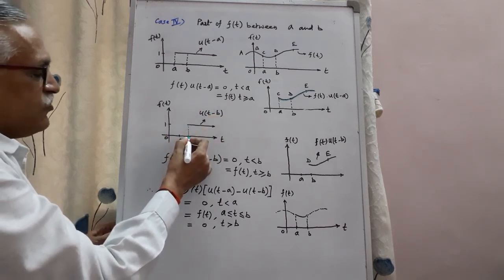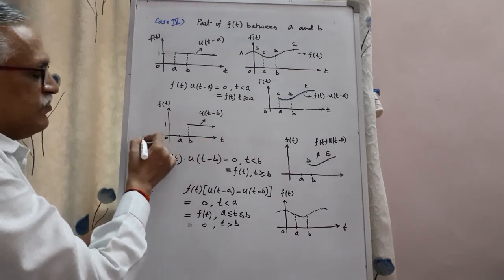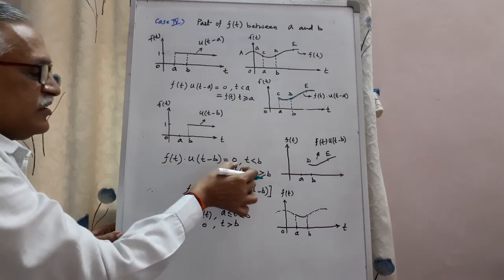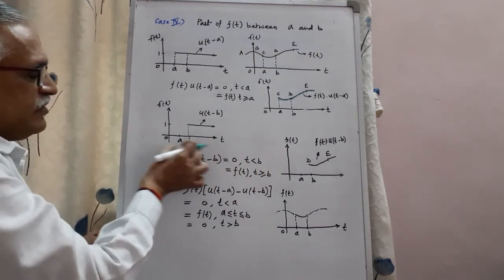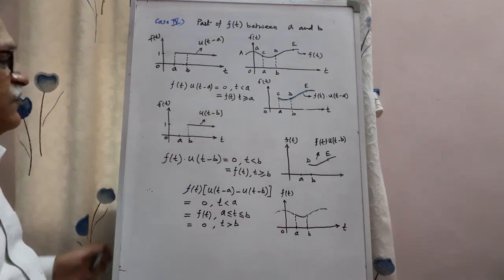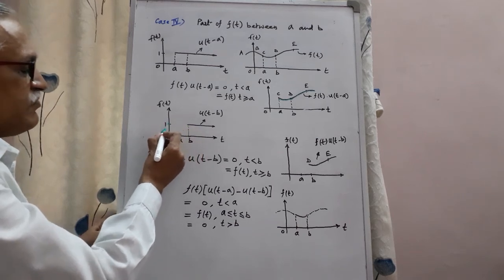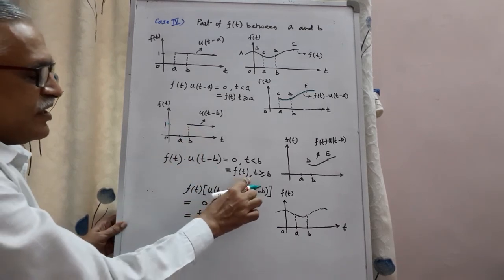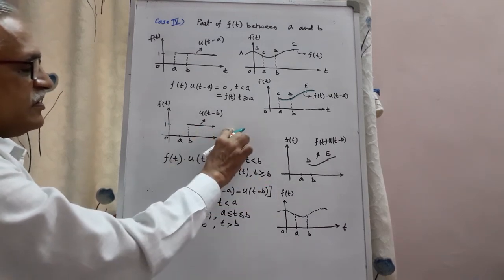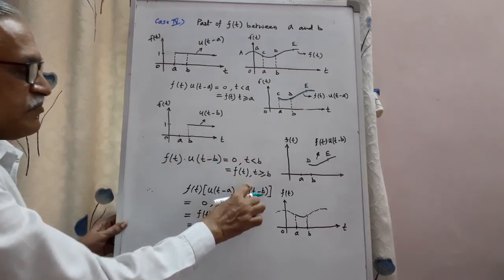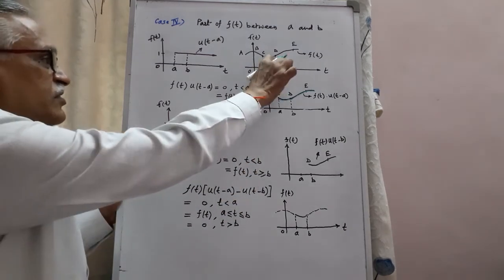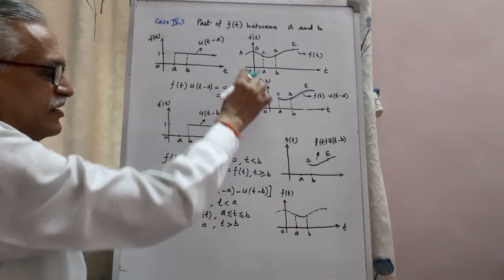Therefore, the value of this towards the left of b is 0. Therefore, f of t into that 0 becomes 0 for t less than b, and from b onwards up to plus infinity, the value of that function is 1. Therefore, 1 into f of t, we get f of t for the condition t greater than or equal to b. What it means in terms of the figure, the portion of this f of t towards the left of b becomes 0.